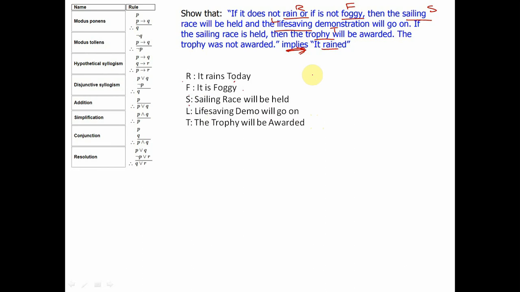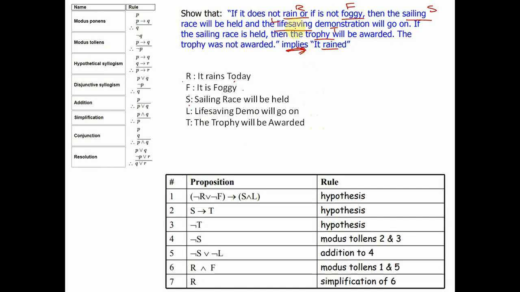Now we can identify the premises. I can check out the premise over here. If it does not rain, negation of R, or it is not foggy, negation of F, then the sailing race will be held and the life-saving demonstration will go on. This is the first premise. Line number 1 goes from here to here.